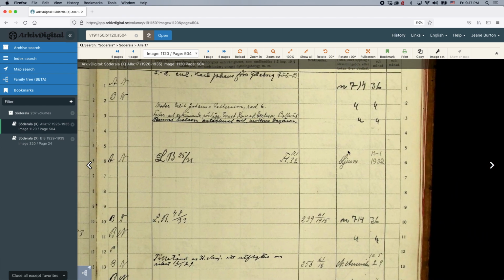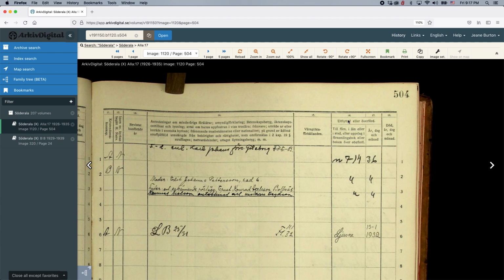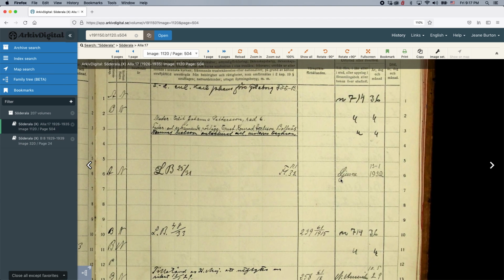Going along, I want you to look at this one. This is moving out. Look up at the top of 16. Utflytta, that means moving out. She's moving out to Ljusna, January 13th, 1932. We're going to go to that record.